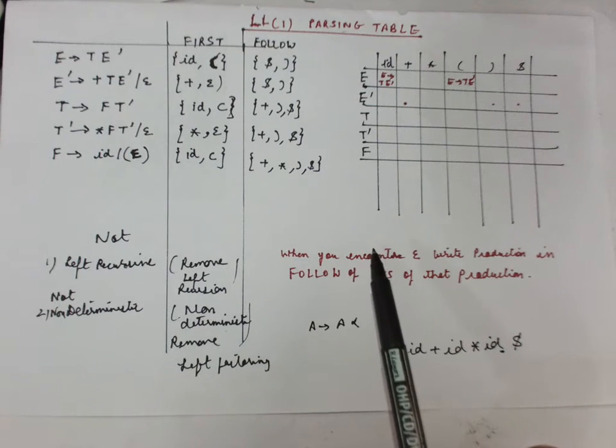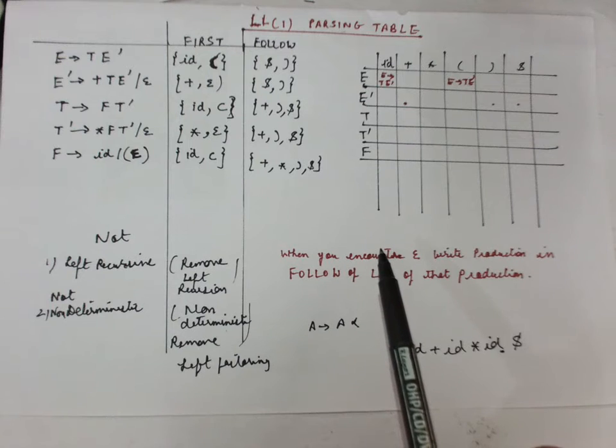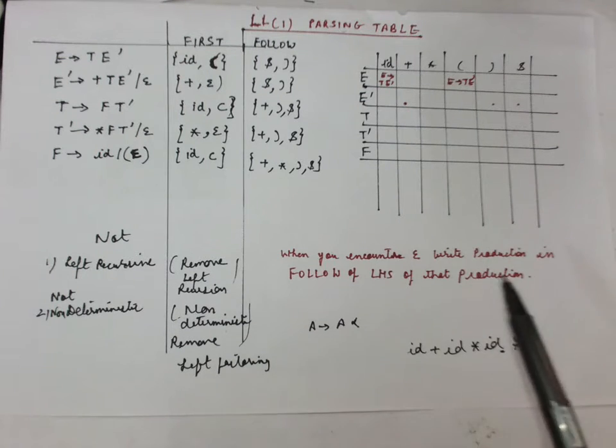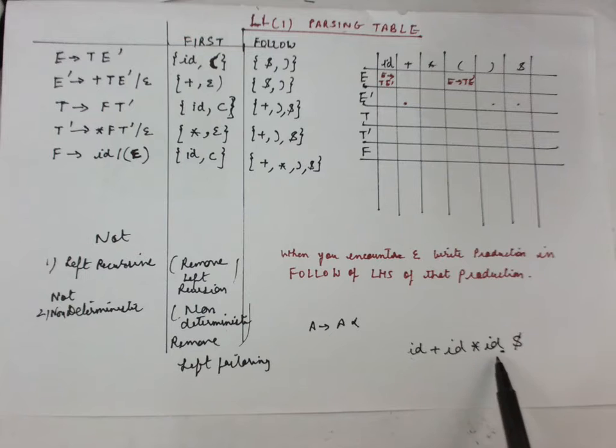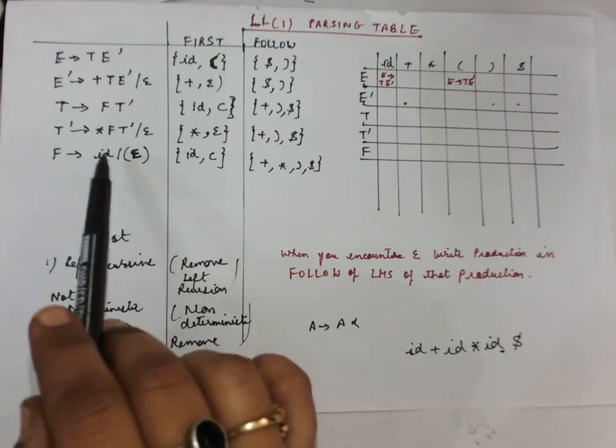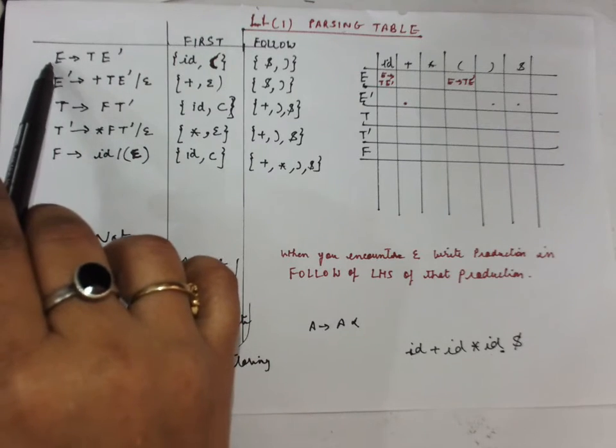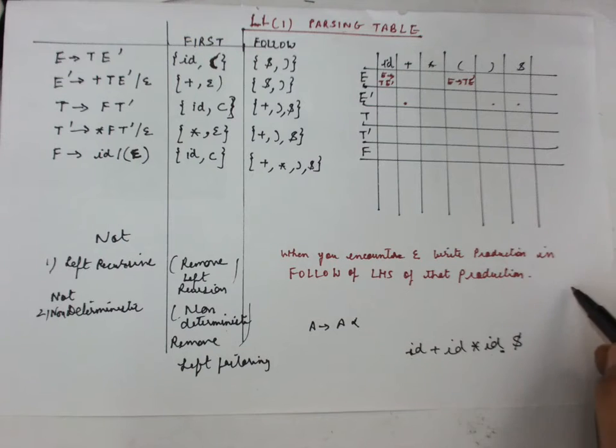So these are the rows and columns of our parsing table. Now, what happens when we are generating a parse tree? Every time, suppose we are generating the parse tree for ID plus ID into ID, we should see which production rule should be applied from these production rules. E is the starting symbol, so we have this E.